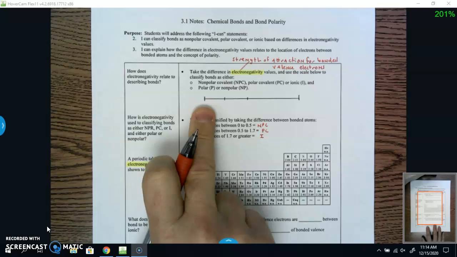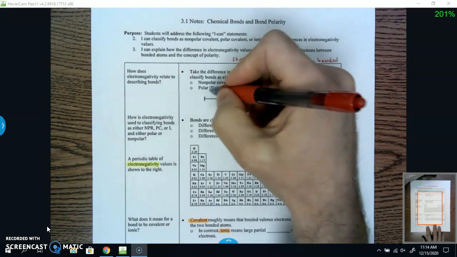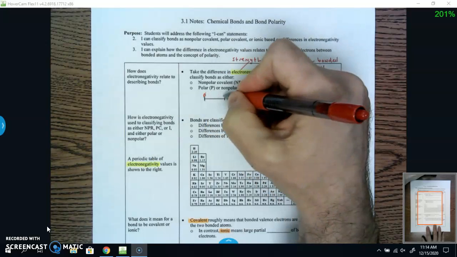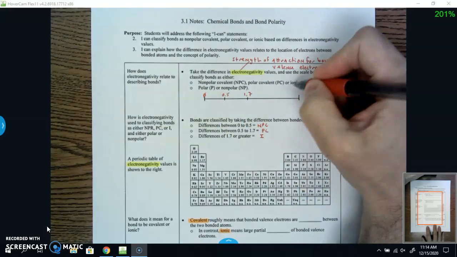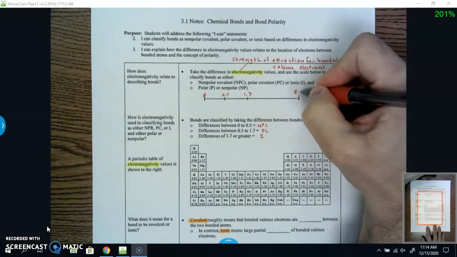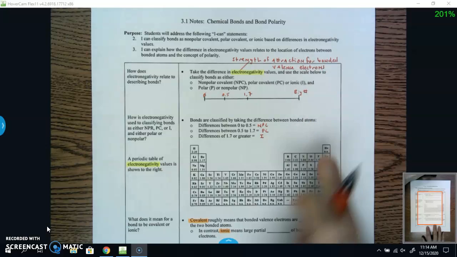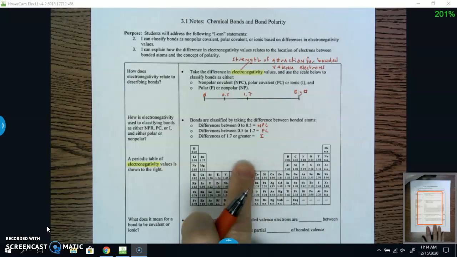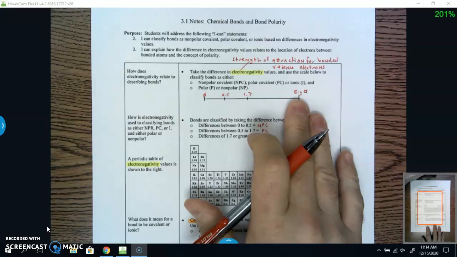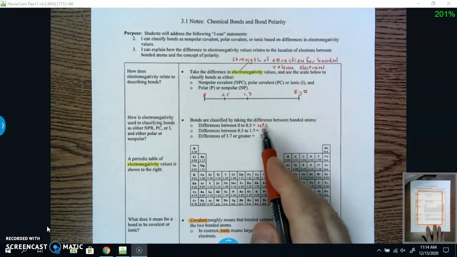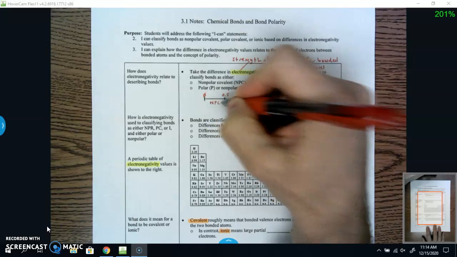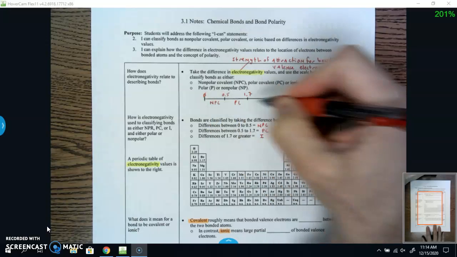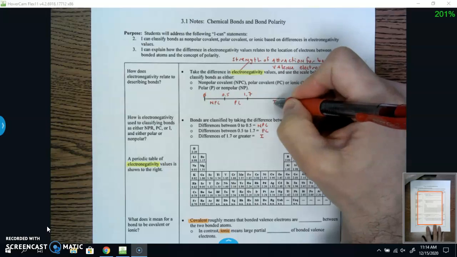Okay, so we're going to go ahead and create this table right up here. The cutoff points are 0, 0.5, 1.7, and remember, I just generically put big number because sometimes the information that you get in a periodic table of electronegativity values is slightly different. This is sort of all-encompassing right here. We can now classify these three different bond types on this scale: nonpolar covalent, polar covalent, and ionic.